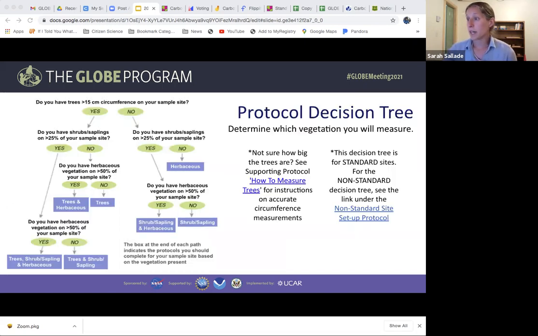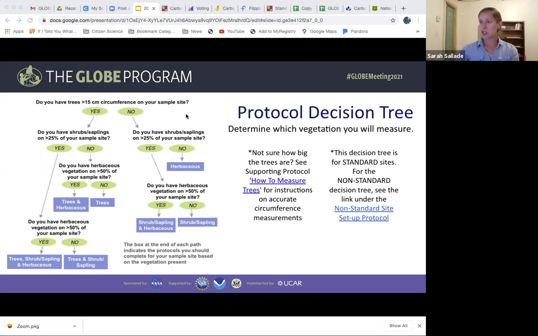So where do we go from here? I know what my site looks like. I know that I'm going to perform a standard site setup protocol. And now I have to choose, do you have 15? Well, which protocols am I going to choose? What vegetation am I going to collect?